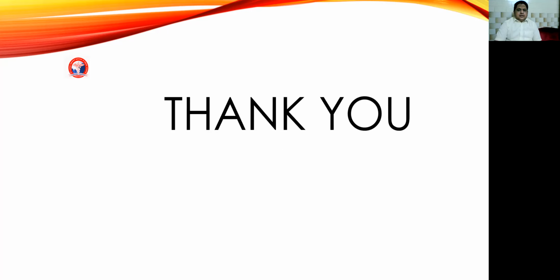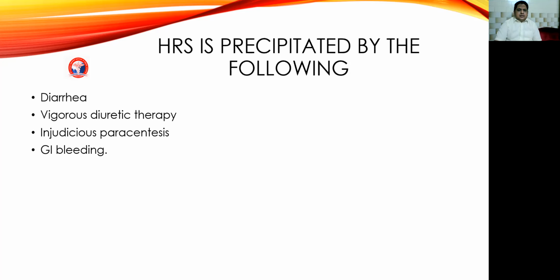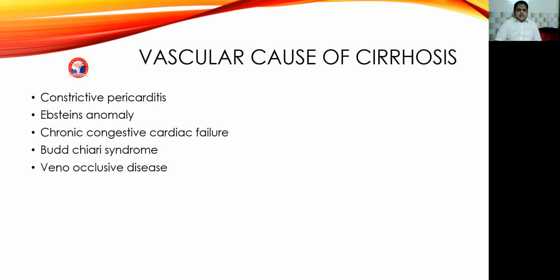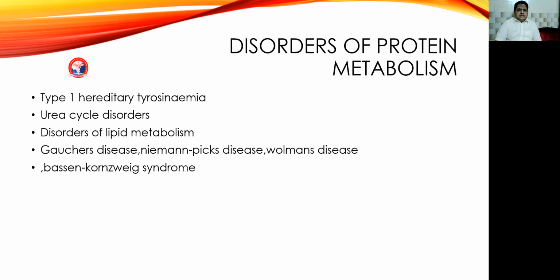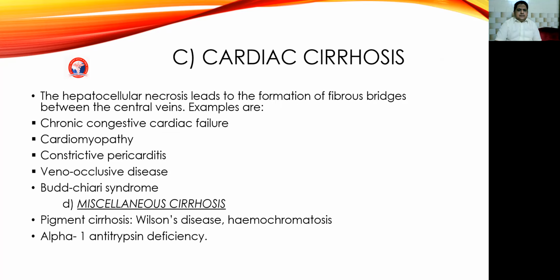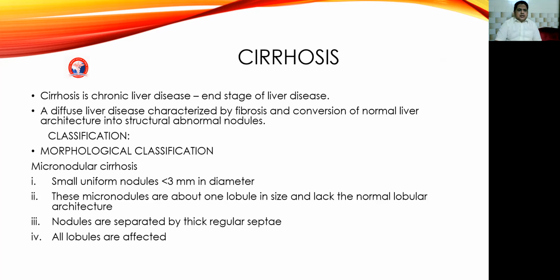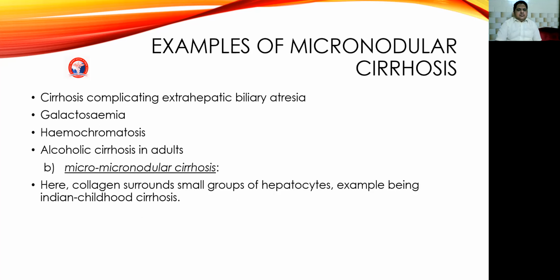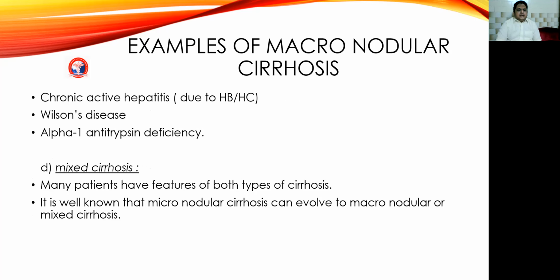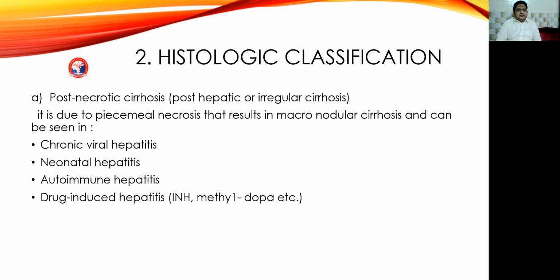So this is the end of cirrhosis of the liver. Here we have seen what cirrhosis is. Cirrhosis is damage of the hepatic tissues. It may be classified into various types. One is micronodular cirrhosis. Next one is macronodular cirrhosis. Next is mixed cirrhosis, where you can see both micronodules and macronodules.